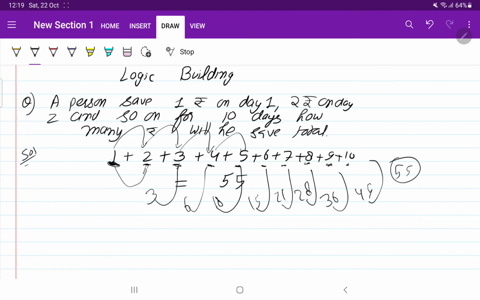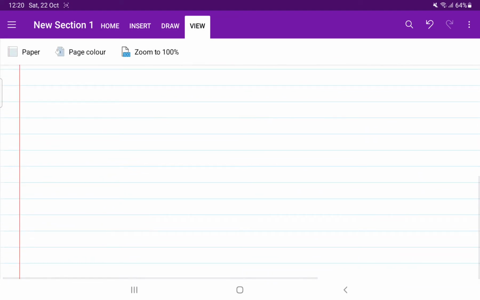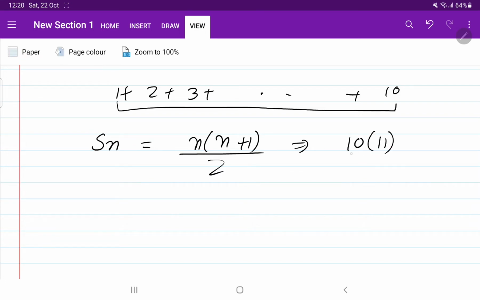Okay, so to solve this problem in an easy time, this problem I think all must have done in class 12th. It's a basic AP problem. Okay, so this is the first 10 natural numbers and we know the formula to find the sum of the first n natural numbers, that is n into n plus 1 by 2. So if you put n equal to 10, it is 10 into 11 by 2, so it is going to be 55.